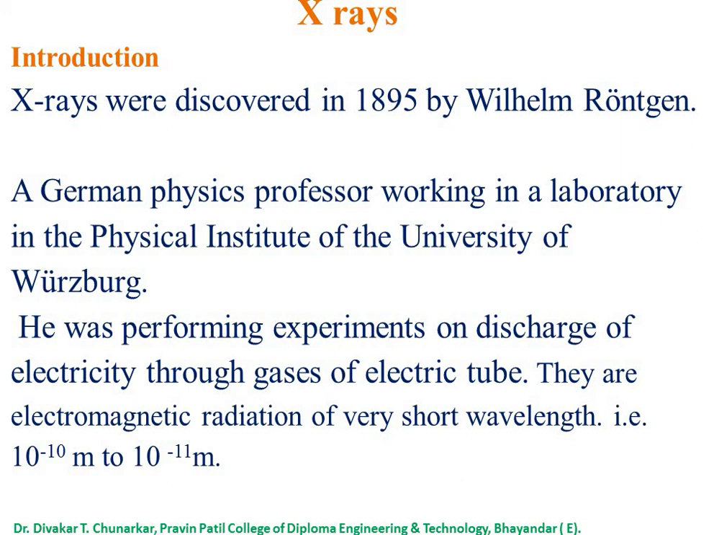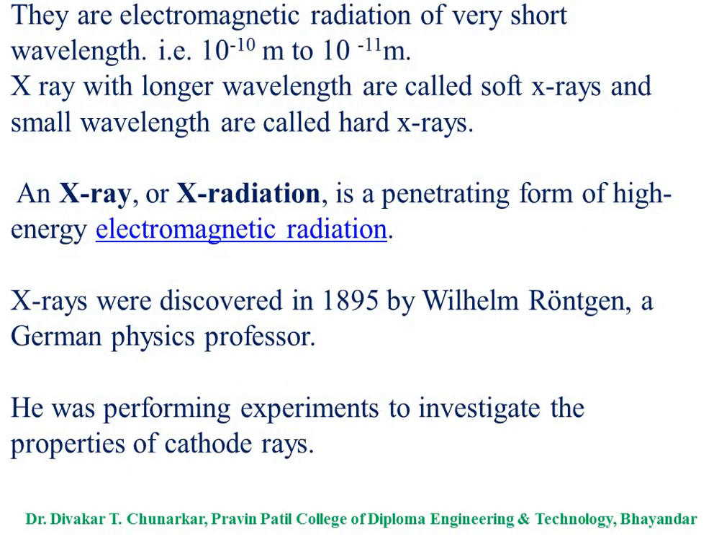X-rays are electromagnetic radiation of very short wavelength. The wavelength of X-rays is 10 to the power minus 10 meter to 10 to the power minus 11 meter. X-rays with longer wavelength are called soft X-rays, and those with smaller wavelength are called hard X-rays.